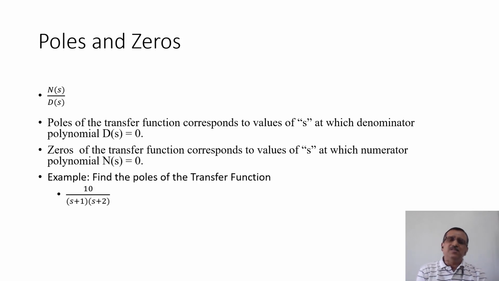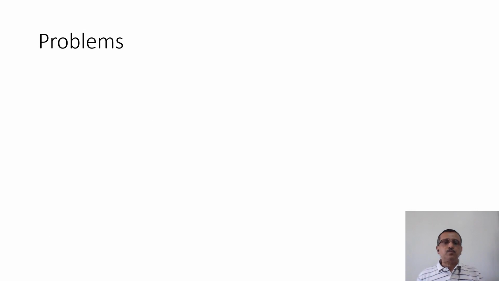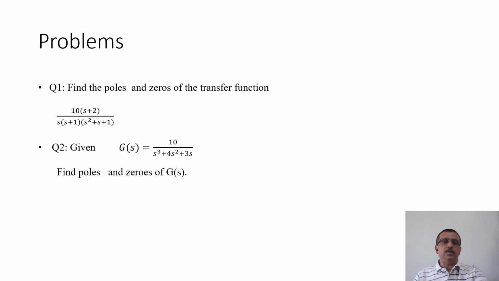So let us consider this toy example. Find the poles of the transfer function 10 by (s plus 1) into (s plus 2). Poles means the denominator should be equal to 0. (s plus 1) into (s plus 2) equal to 0. That means s equal to minus 1 and s equal to minus 2. When s is equal to minus 1, the denominator is 0. When s is equal to minus 2, then also the denominator is 0. So these problems you should do. Find the poles of the transfer function. Three questions are there. Try to do this.